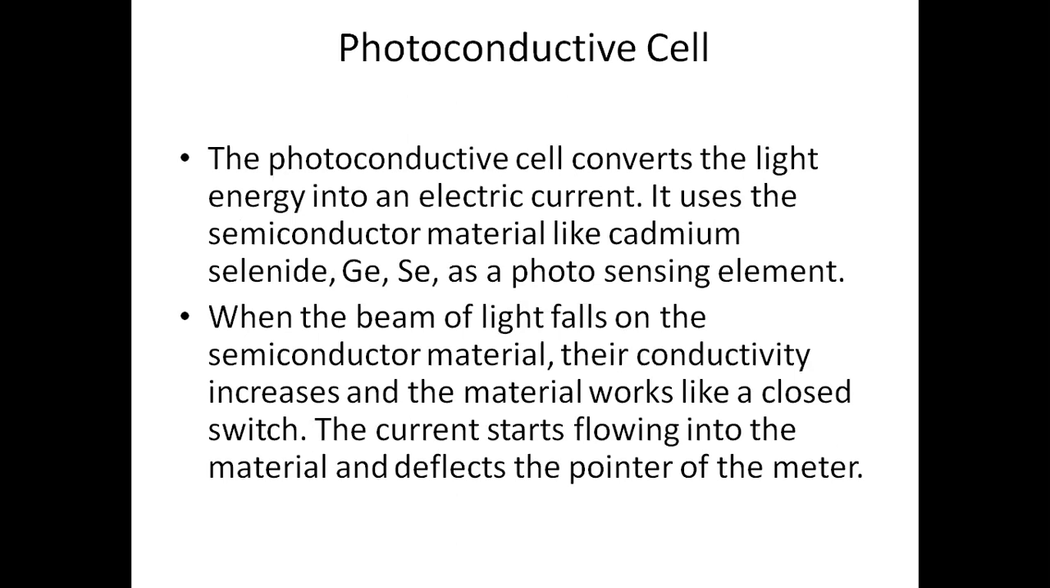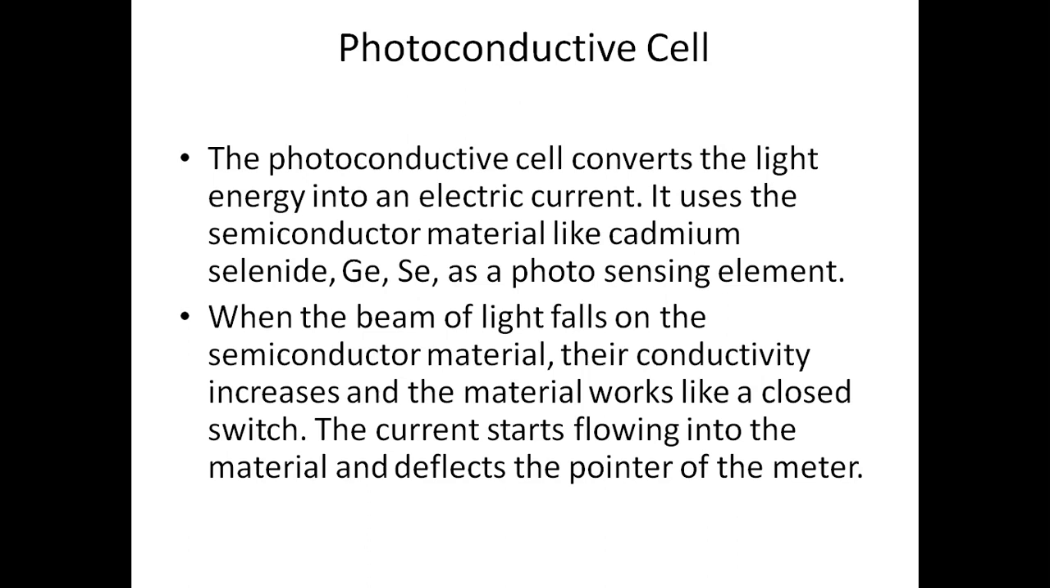Photoemissive cells are also named photoresistive cells. Okay, the next thing you have to see is the photoconductive cell. The photoconductive cell converts light energy into an electric current. It uses semiconductor material like cadmium selenide, germanium, selenium as a photosensing element. The photoconductive cell is a two-terminal semiconductor device whose resistance varies with the intensity of the incident light. So it is frequently called a photoresistive device.